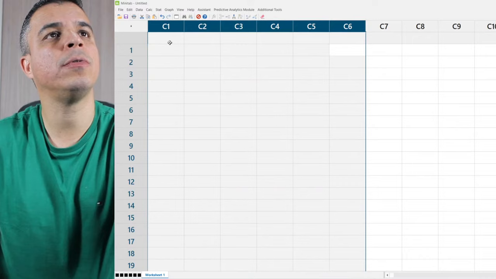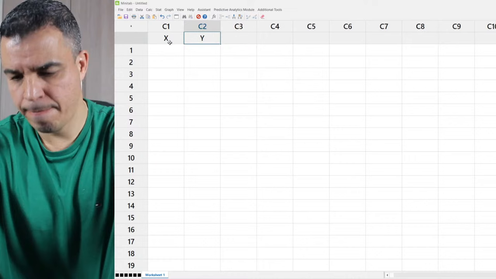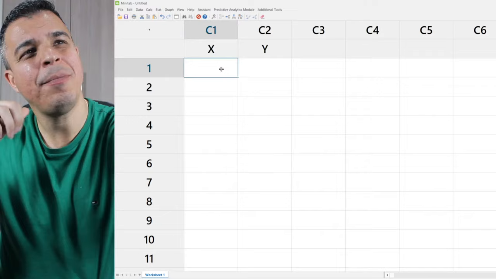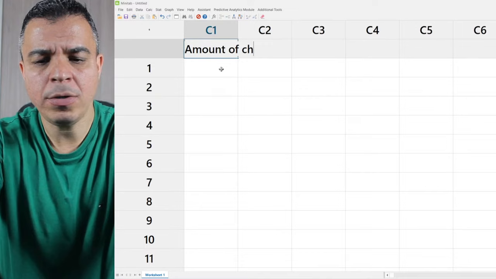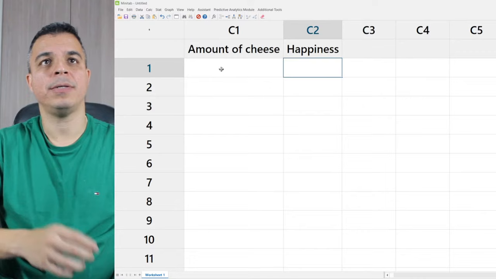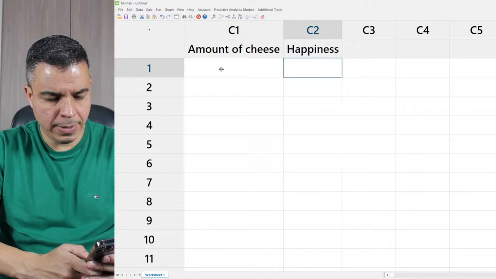You have two variables, X and Y. I'm gonna play with that. Amount of cheese, and happiness. Just that. Amount of cheese and happiness. Simple like that.